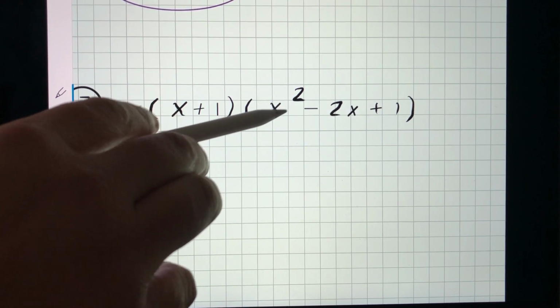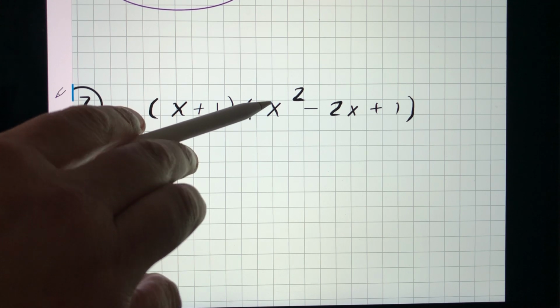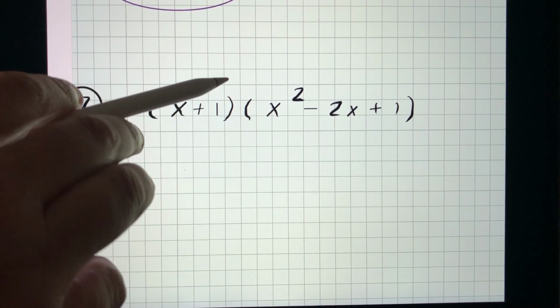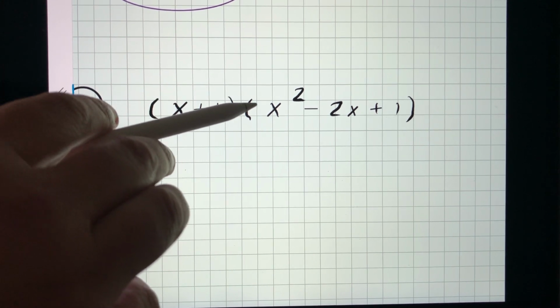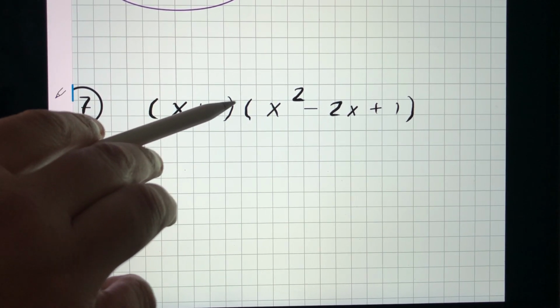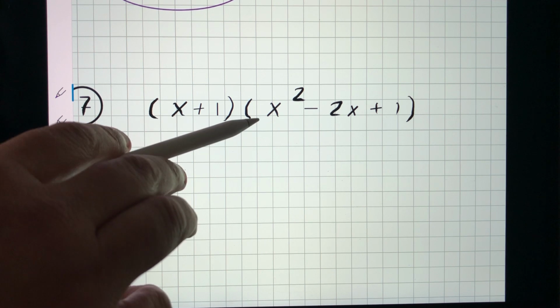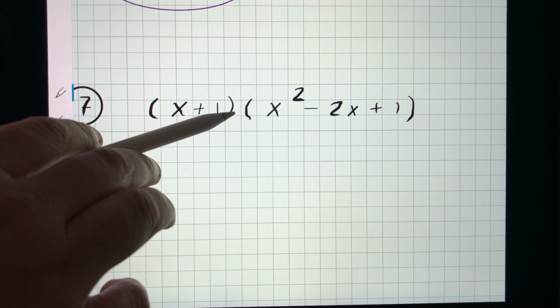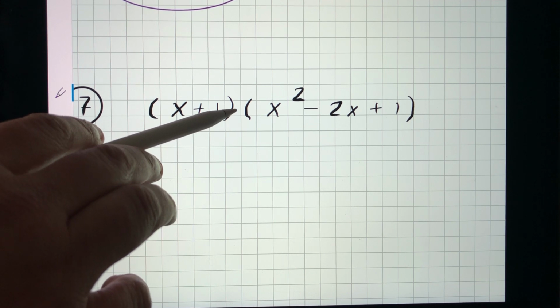We cannot square the x because we don't know what it is. And we can't combine these terms because we also don't know what the x's are. So there is nothing we can do inside each of the parentheses. We cannot do the exponents. The only thing left to do is, the next thing to do is multiplication.